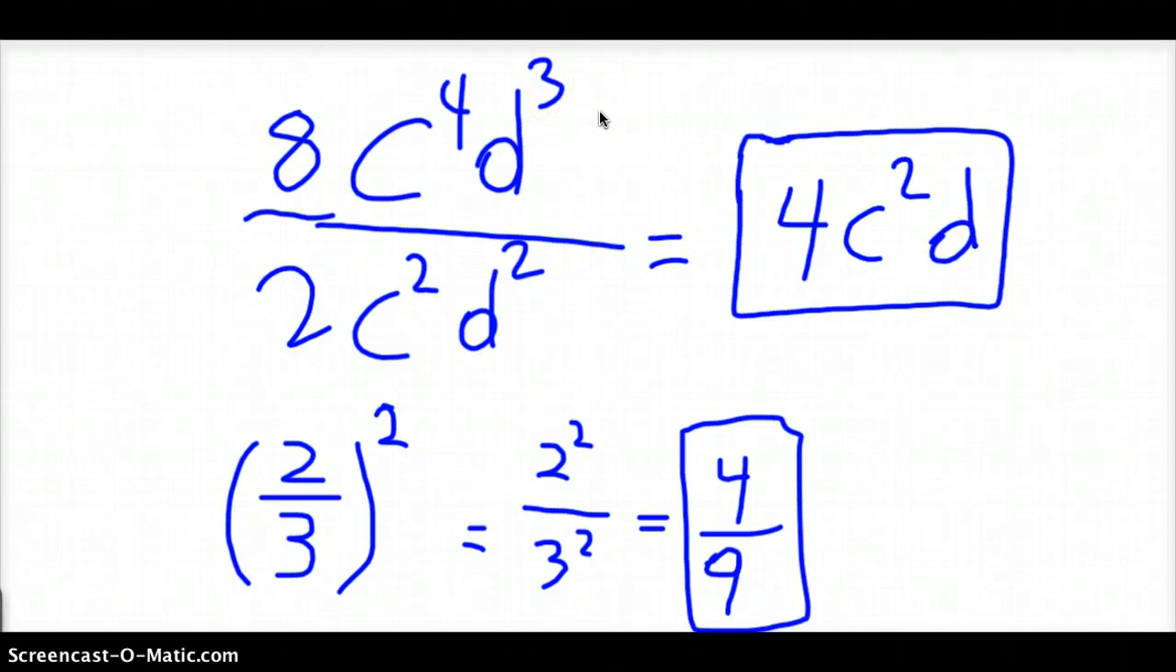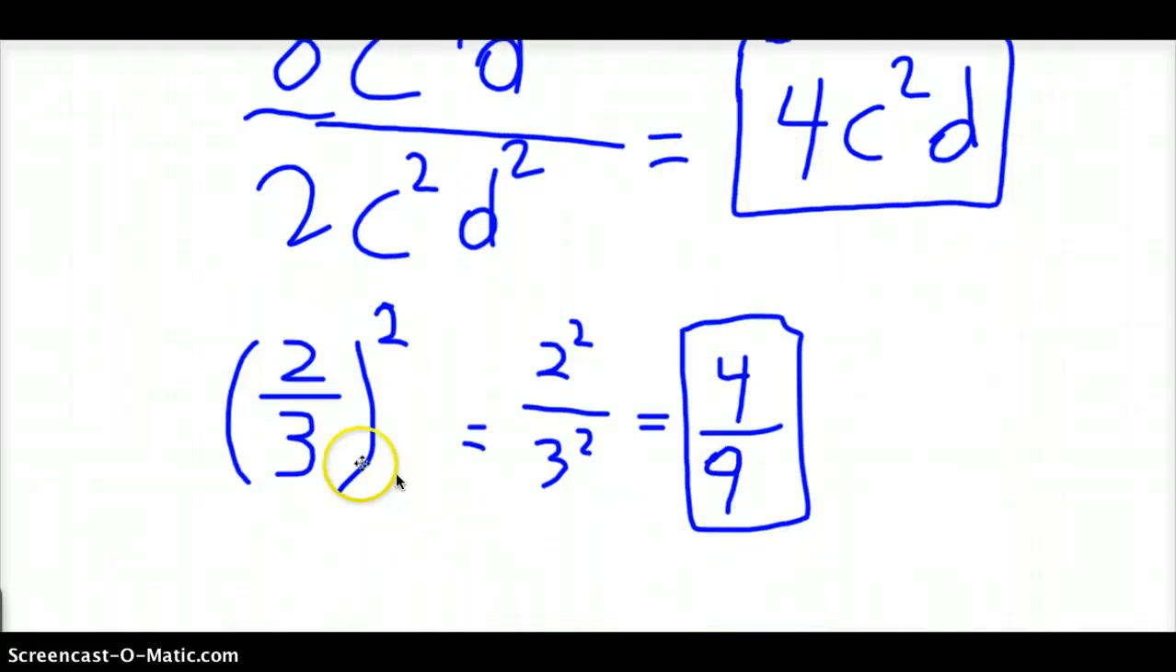So now just using the rules we've learned, 8 over 2, we know that's going to be 4. Just 8 divided by 2 is 4. And then when we're dividing the variables with the c in it, we're going to subtract the exponents. So c to the 4 minus 2 is going to be c squared. And then d to the 3 minus 2 is going to be d to the first. So our answer for this is 4c squared d.